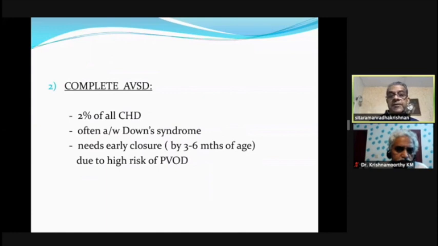I have told you in the beginning that complete atrioventricular septal defect includes a combination of partial atrioventricular septal defect and a large ventricular septal defect. So they will behave like a large, in fact, worse than a large isolated VSD. All have to be closed within 3 to 6 months of age. No question of catheter techniques or anything, because this group of patients have one of the highest risks of pulmonary vascular obstructive disease. Unfortunately, many of them are associated with Down syndrome.